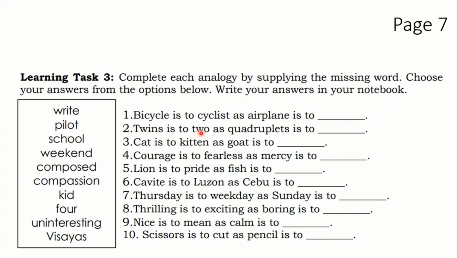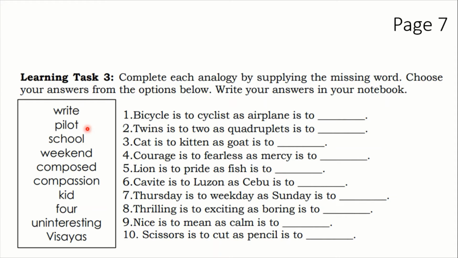Number 2. Twins is to 2 as quadruplets is to blank. If we say twins, there are 2 kids or 2 children. However, if we say quadruplets, how many kids or children are there? Write down your answer. This process will go until number 3, 4, 5, 6, 7, 8, 9, and 10. All you have to do is look for the relationship and find the corresponding answers from the box.